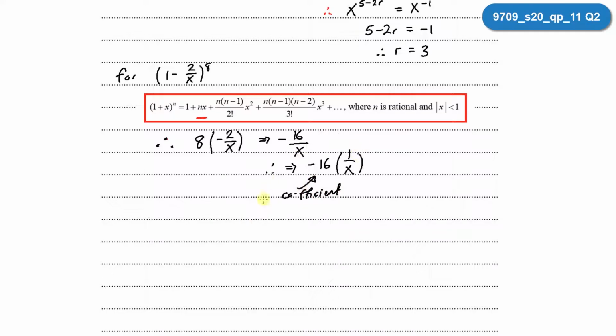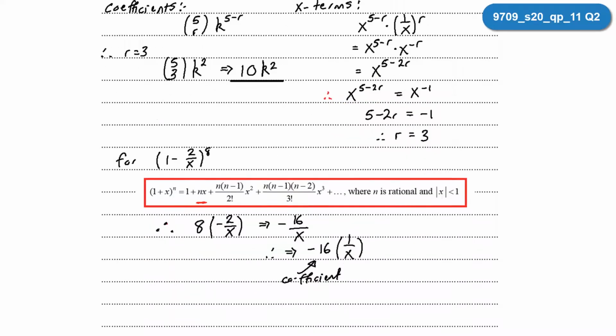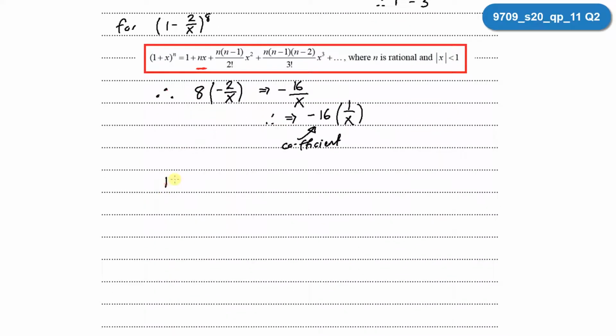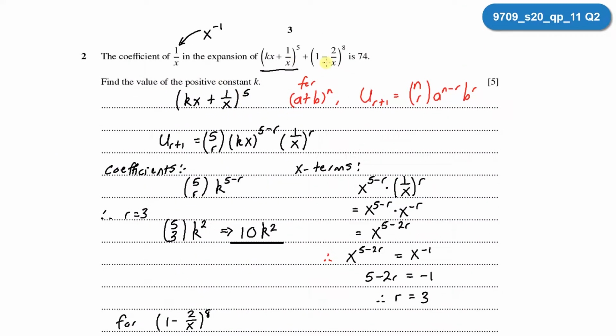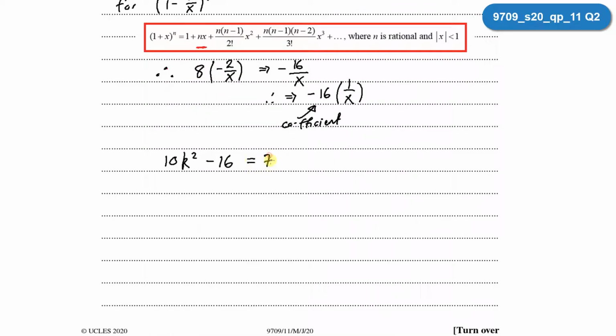So we now have two coefficients. We obtain the first coefficient as 10k squared, and the second coefficient as minus 16. So this should be equal to, according to the question, 74. So it's all equal to 74.